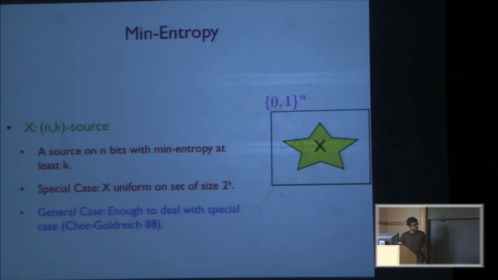And by a founding work of Chor and Goldreich, in most typical applications, it's enough to think of the special case, because in general, it can be shown that any (n, k) source is a convex combination of these special sources. So in most arguments, this goes through. For this talk, you can as well think of X to be uniform on some unspecified set of size 2 to the k.